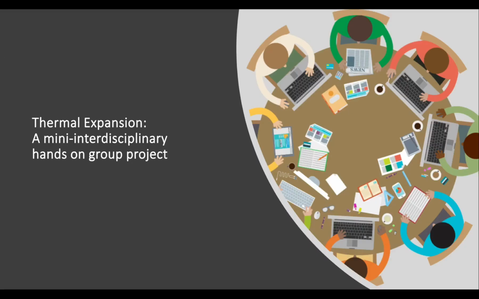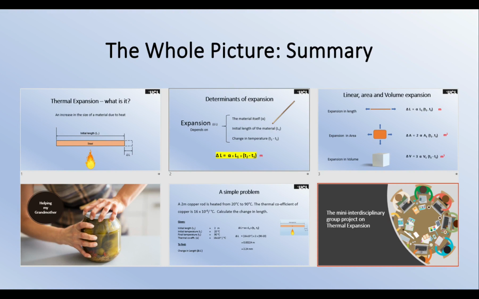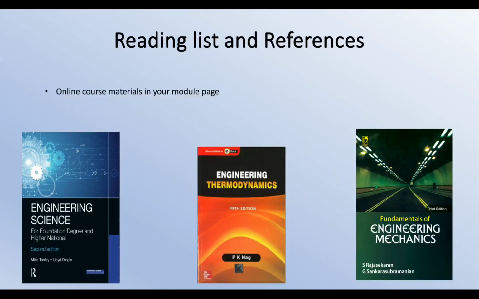Okay, so what is that mini interdisciplinary project? Aha, you have to wait till you come over to the lab and I will explain it to you in detail. Is that okay? So, in summary, today, in the last few minutes, we looked at what is thermal expansion as an engineering concept. We looked at the area, volume, and linear expansion. We looked at some of the applications. We used mathematics as a tool. And finally, I introduced you to the mini project.